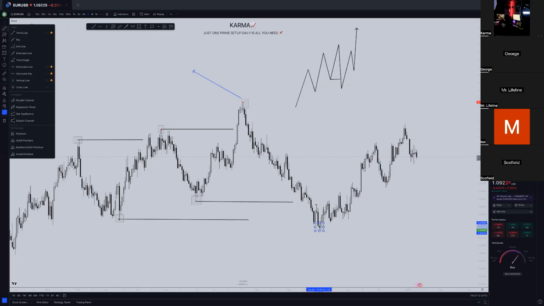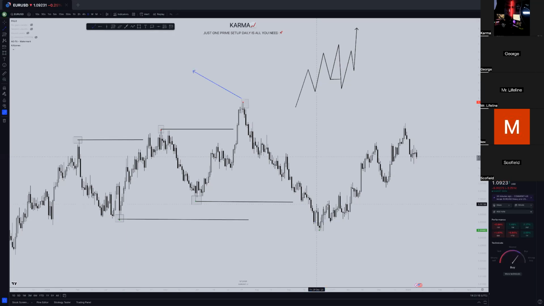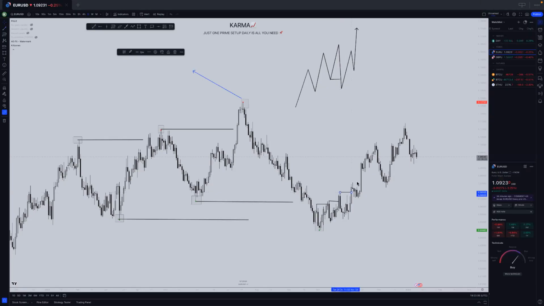We have a break of structure here. Another break of structure here. Let's be following it too. Another break of structure here. Another break of structure here. You guys should follow me. Another break of structure where? Here.